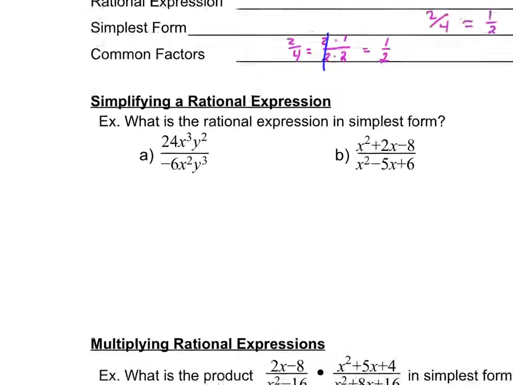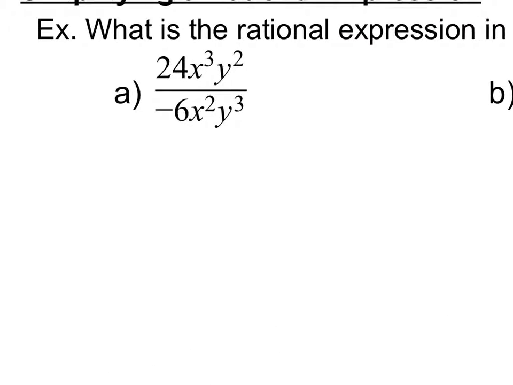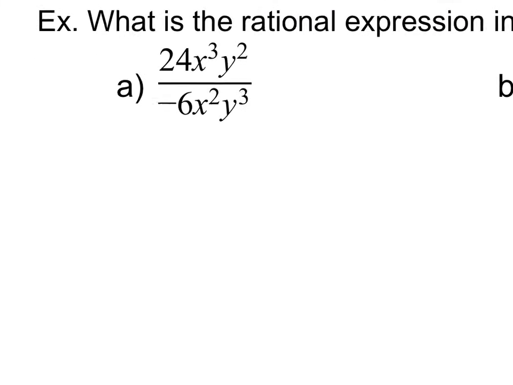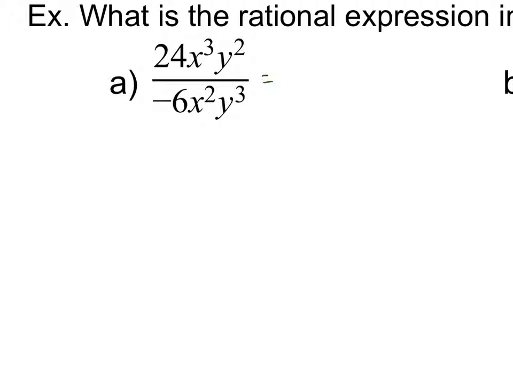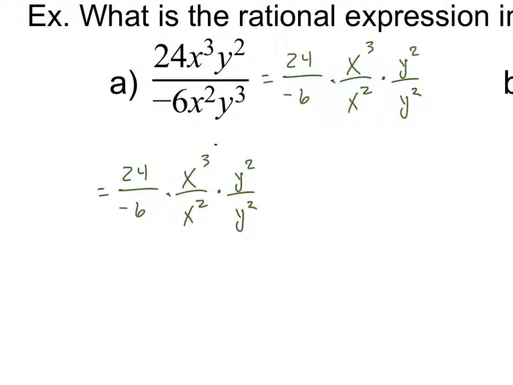So as I look at this example A, what is the rational expression in its simplest form? I can look at this and I know that I have some things that I can simplify. I have 24 over negative 6. I also have x to the third over x to the second, and times y squared over y to the third.